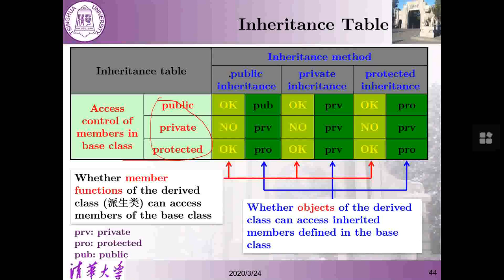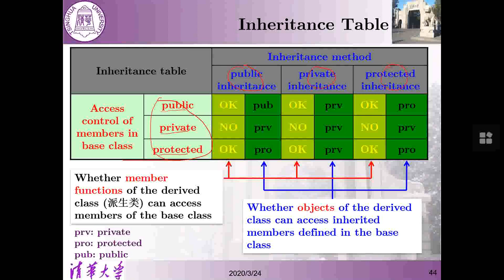And this is the inheritance method: public inheritance, private inheritance, and protected inheritance. So this is the access control of the members in the base class. Okay.